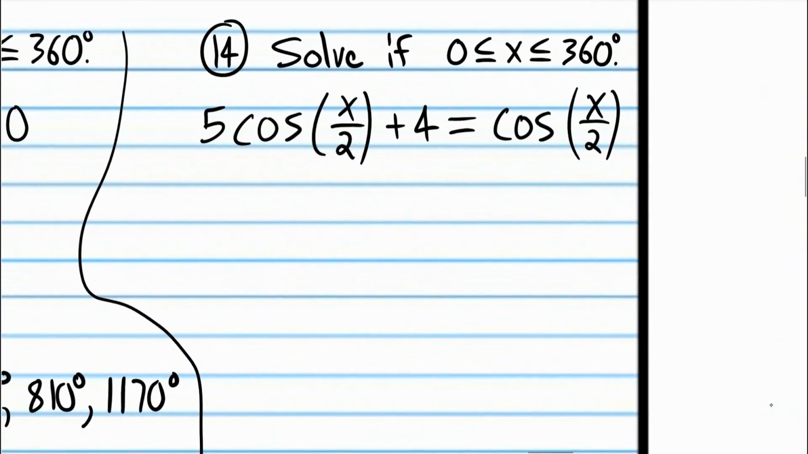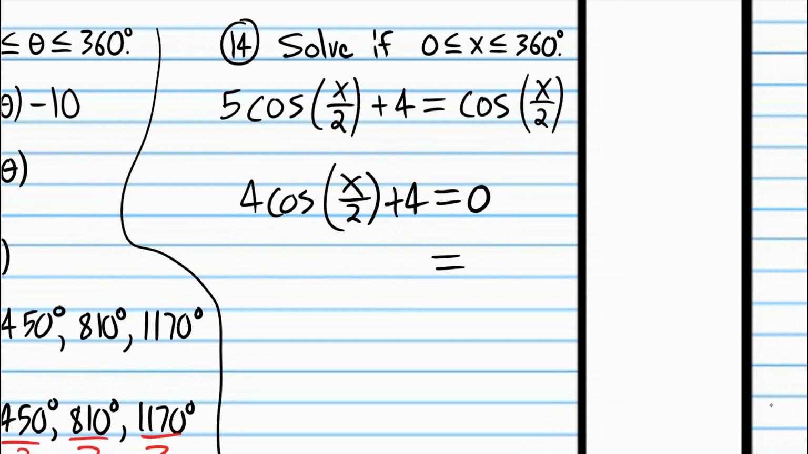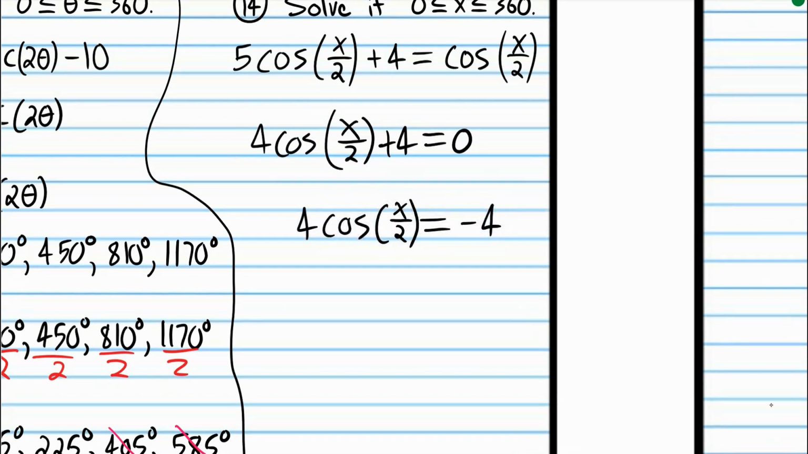So now we have trigonometric functions on both sides, but those functions are the same. We have like terms, so I'm going to subtract cosine x over 2 from both sides. 5 cosine x over 2 minus 1 cosine x over 2 is 4 cosine x over 2. And then I'm going to subtract 4 from both sides, and I'm going to divide both sides by 4, and you can see that this is going to be a collapsed triangle.